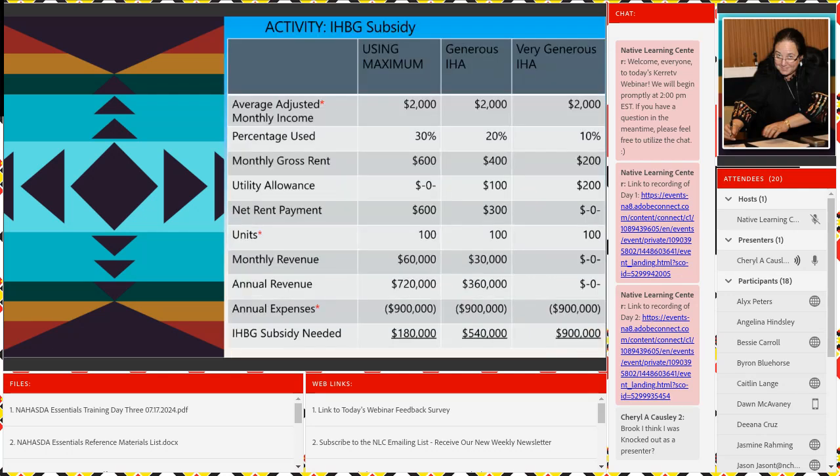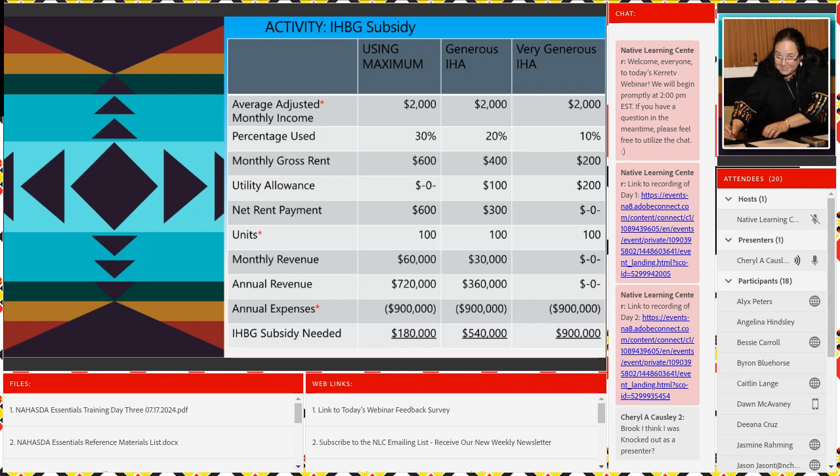So we're going to build another project. 100 units. Okay, so it's a really, really big project. You're using all the money that you've got. You've been good in competition, things like that. And you got to sit down with your board or your tribal council and decide how much are we going to charge for this 100 unit project. So we're going to use that same scenario of that family. Okay, that adjusted monthly income of $2,000.